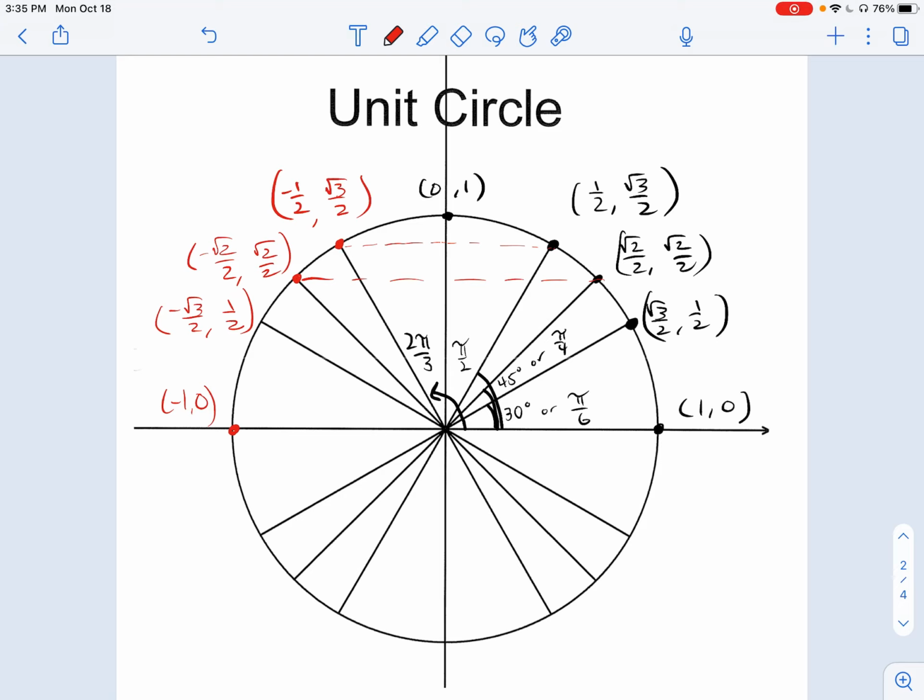And these are the angles if I wanted to keep going: 3 pi over 4, and this would be 5 pi over 6, and now at this point I'd be up to pi. Now, are there any other patterns that we could leverage here?